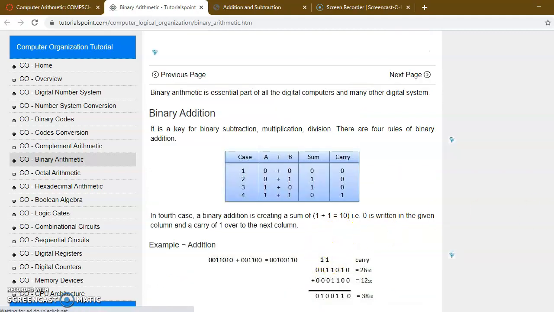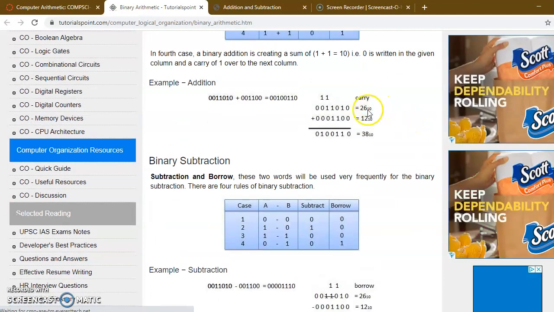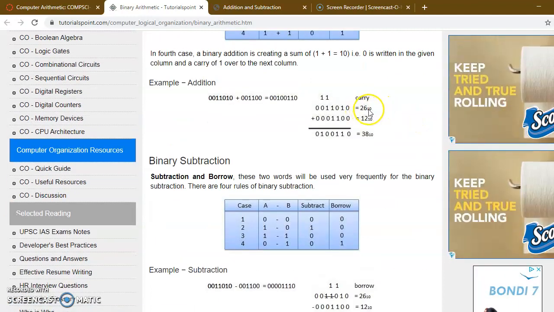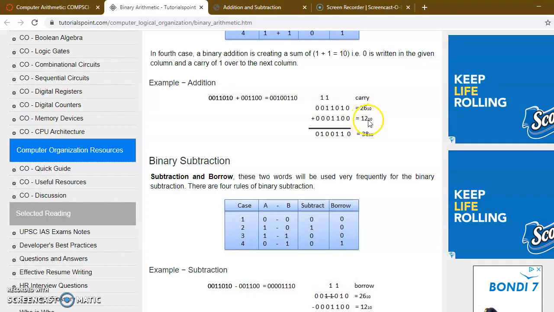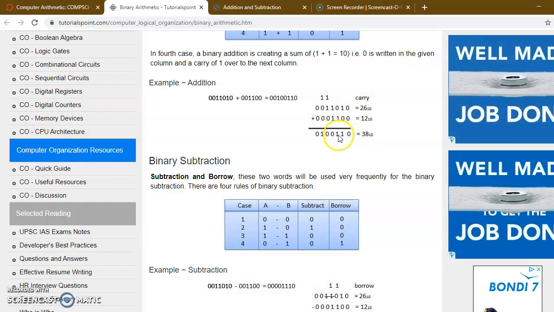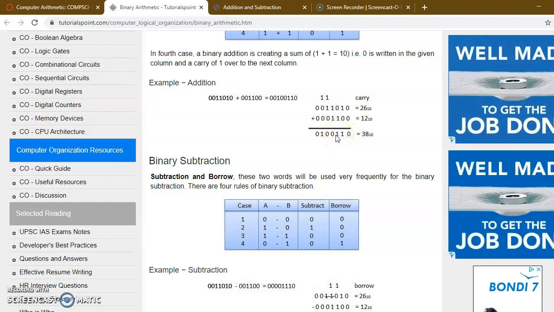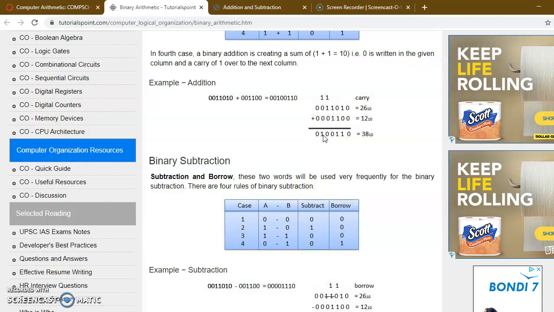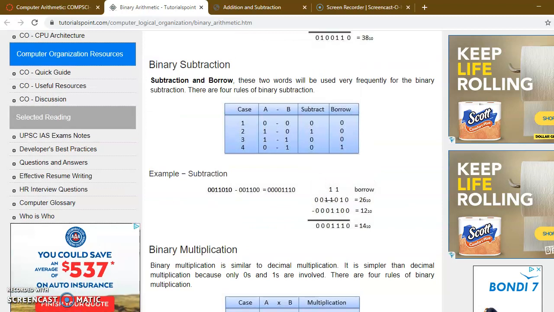So now you've added together two binary numbers, which should have been 26 in decimal notation and 12 in decimal notation. And if you figure out what this number is, there's 1 in the 2's place, 1 in the 4's place, so that's 6. And there's 1 in the 32's place, so 32 and 6 is 38. So that is obviously correct. I don't know why they would put an incorrect value there. Anyway, binary subtraction, same kind of thing.